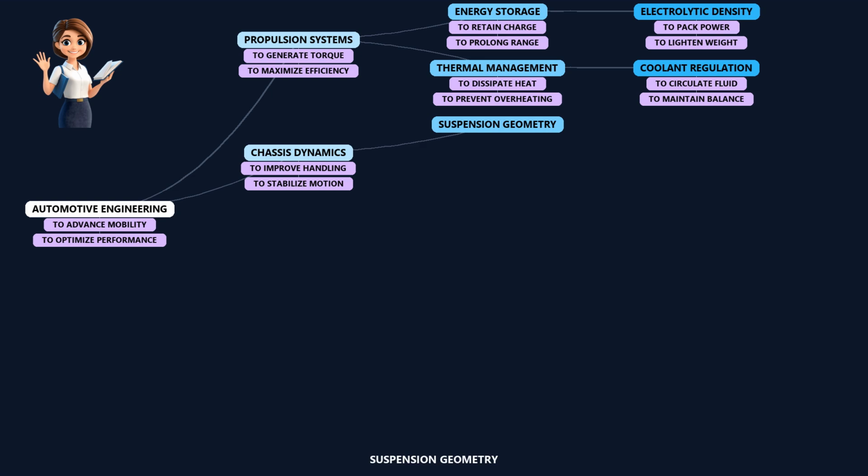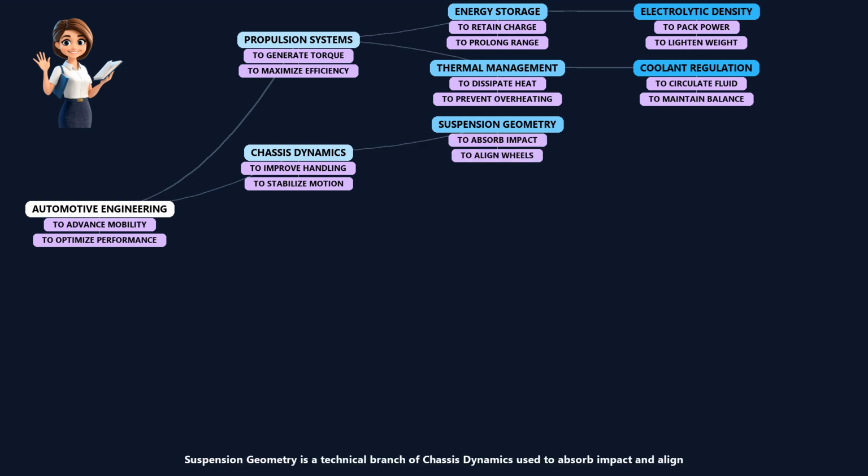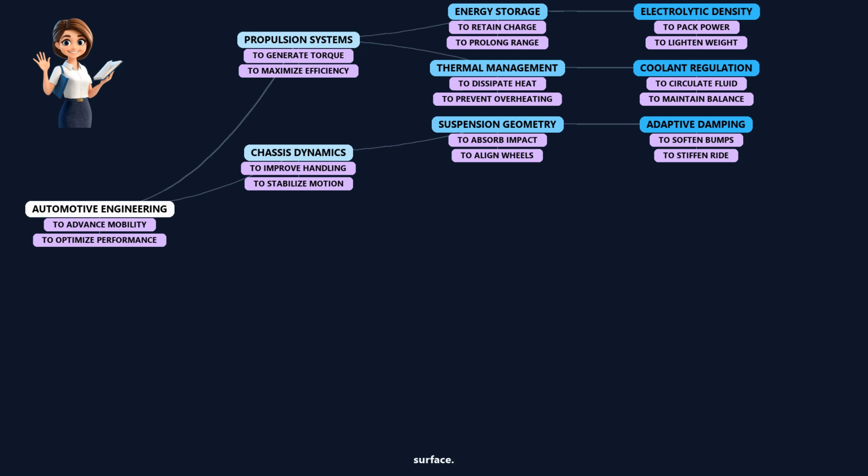Suspension geometry. Suspension geometry is a technical branch of chassis dynamics used to absorb impact and align wheels for a smooth ride. This means we are arranging the metal arms and springs so the wheels always touch the road correctly. Adaptive damping. Under the umbrella of suspension geometry, adaptive damping helps to soften bumps and stiffen ride quality automatically. Simply put, the car shocks change their hardness instantly to match the road surface.